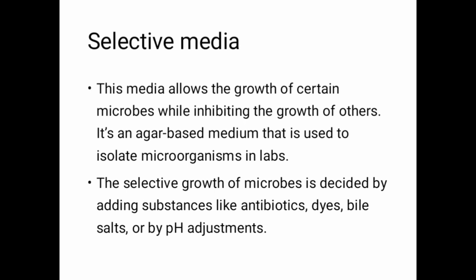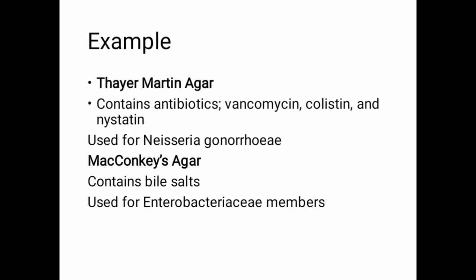So how do we make this media selective? By adding certain substances like antibiotics, dyes, bile salt, or by pH adjustment. An example of this media is Thayer-Martin agar. It contains the antibiotics vancomycin, colistin, and nystatin. These antibiotics are used for the selective growth of Neisseria gonorrhoeae while inhibiting the growth of other bacteria.